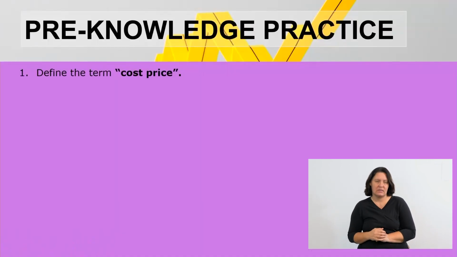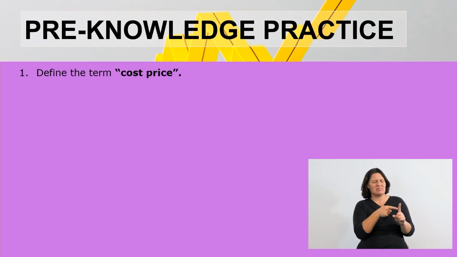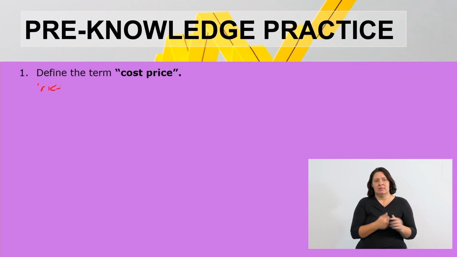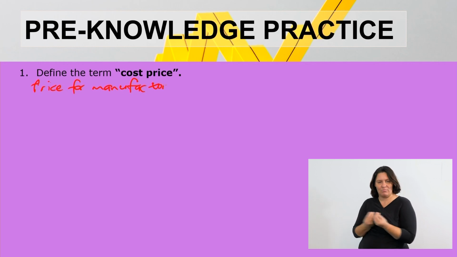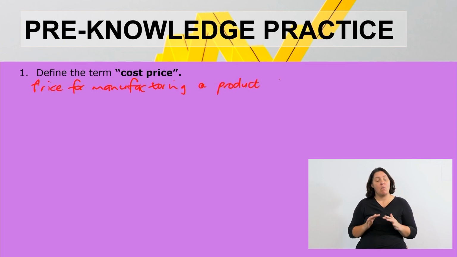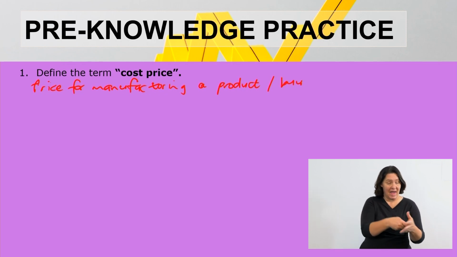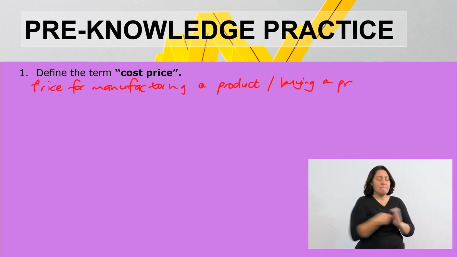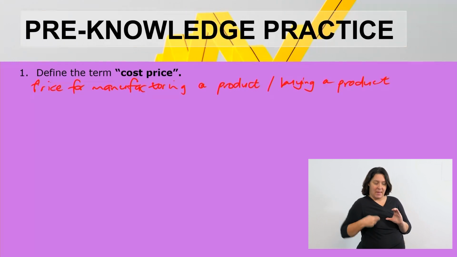All right, now let's quickly put you to a small little test. Let's check your pre-knowledge. So now the first question here, define the term cost price. Now remember cost price, now I'm going to write it down for you. Cost price is the price for manufacturing, meaning manufacturing or making a product, okay? Or it can also be the cost for buying a product. Okay, so remember the cost price is the price for manufacturing or making a product or for buying a product.